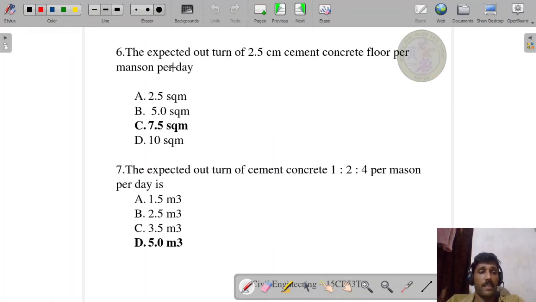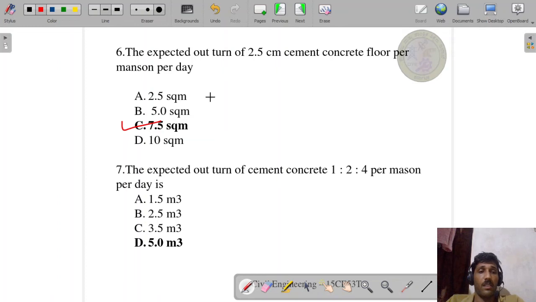Next, question number 6. The expected outturn of 2.5 cm cement concrete floor per mason per day dash. Which is the correct answer? Option A, B, C, D. Option C is the correct answer.